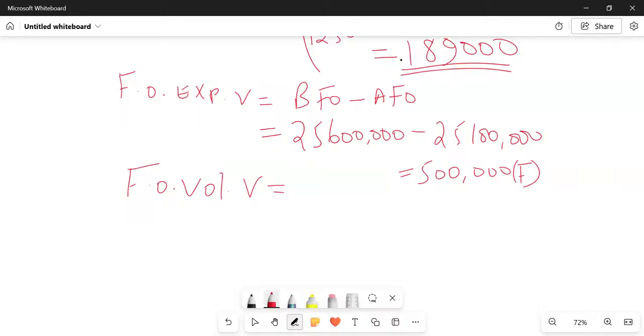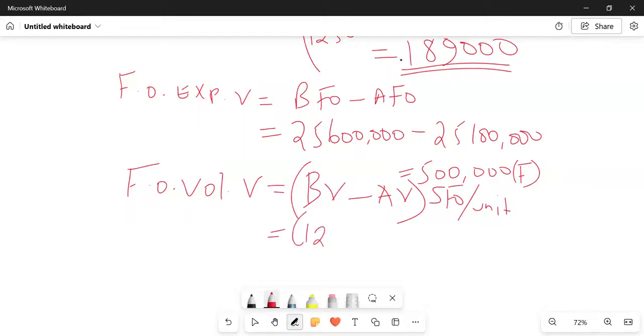All right. So fixed overhead volume variance is budgeted volume minus actual volume, multiplied by standard fixed overheads per unit. Do we have budgeted volume? 12,500. Actual is 11,700. Do we know the standard fixed overheads per unit?